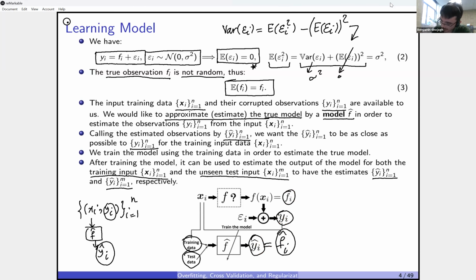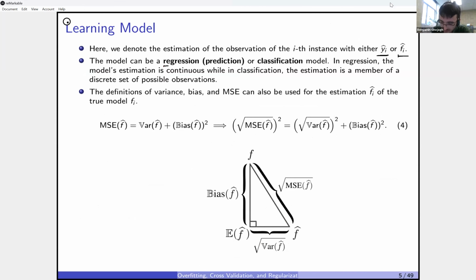So the model can be any machine learning model, such as a regression or prediction or classification model, right? In regression, the model's estimation is continuous. The outputs, or the label's observations, are continuous, while in classification, the estimation is a member of a discrete set of possible observations. So it depends on whether the label's observations are continuous or discrete.